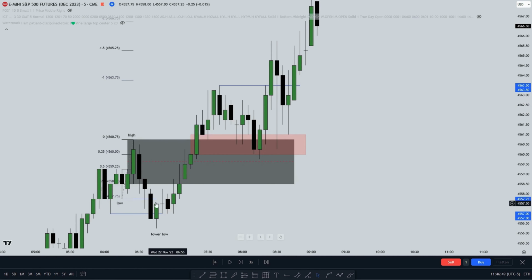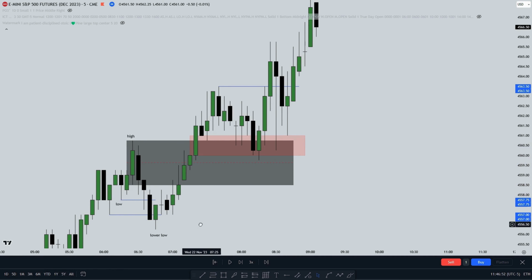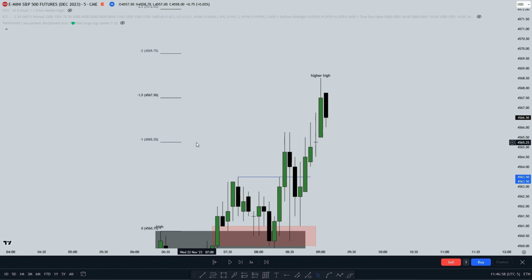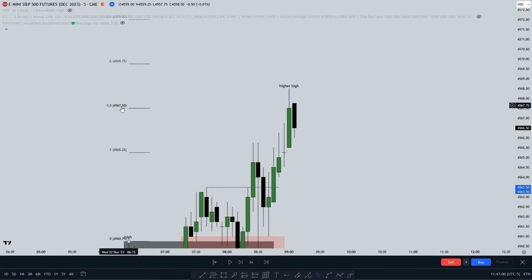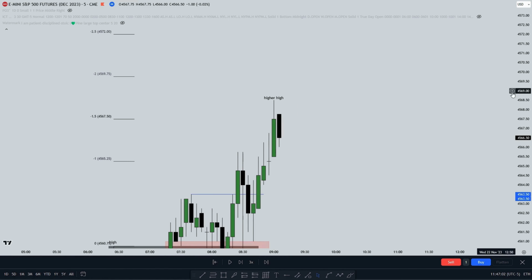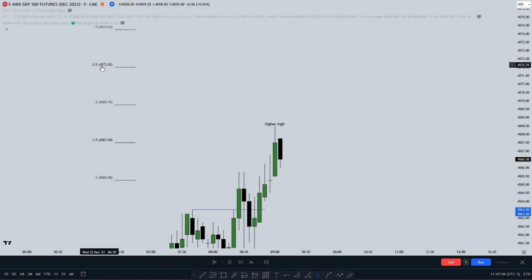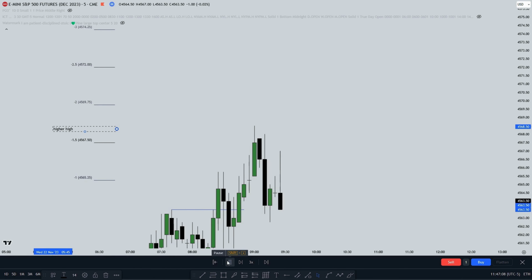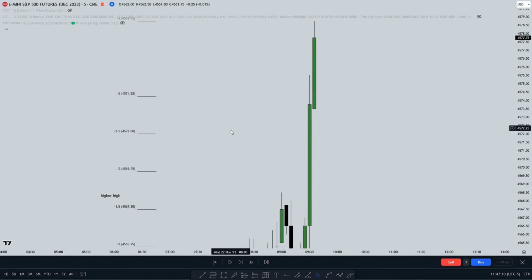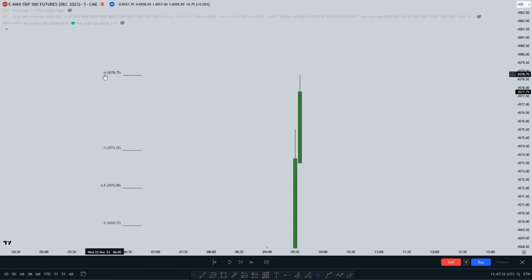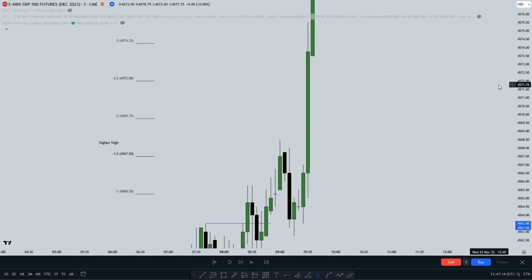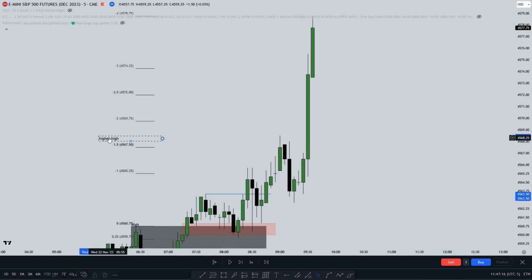You could also use your standard deviations from the lower low to the high, as you see right here. And then we came up touching the -1 to -1.5 range. So let's see if we can go up touching the -2 to -2.5 range. And right here we came all the way up touching the -4 range. So this would be our higher high.